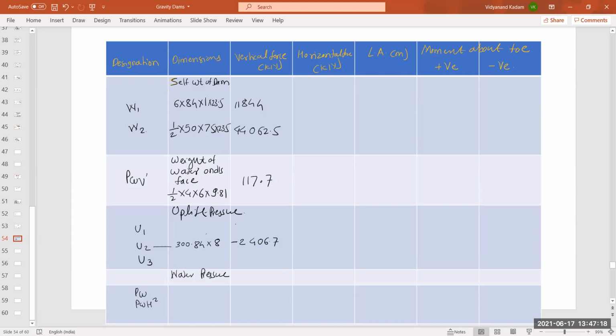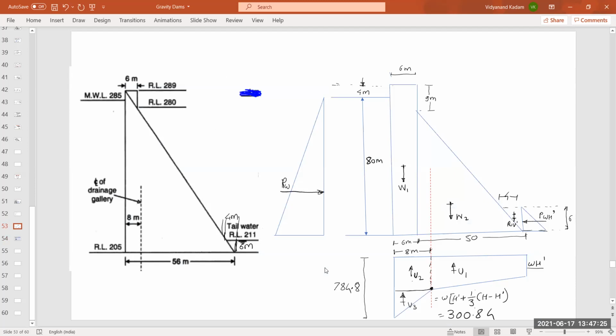Now we have some dimensions for this pressure diagram. Okay, so what is this part? This part is 300.84. Total is 784.8. So calculate this remaining part, that is the height of U3. So now tell me what is height of U3. It is 784.8 minus 300.84. So what is that value? It is 483.96.